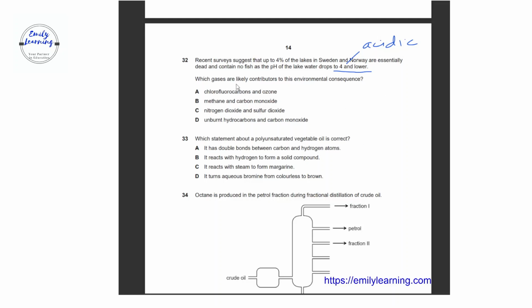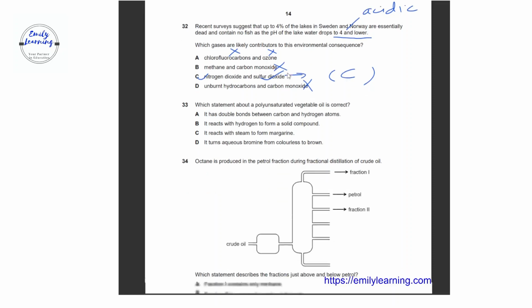Chlorofluorocarbon, CFC, and ozone are not acidic, so A is not the answer. Methane is not acidic, neither is carbon monoxide. Nitrogen dioxide, when it dissolves in water, forms nitrous acid. Sulfur dioxide, when it dissolves in water, forms sulfurous acid. So these will make the water acidic, so the answer is C. Unburnt hydrocarbons and carbon monoxide are neutral, so they do not drop the pH of the water. So the answer for 32 is C.